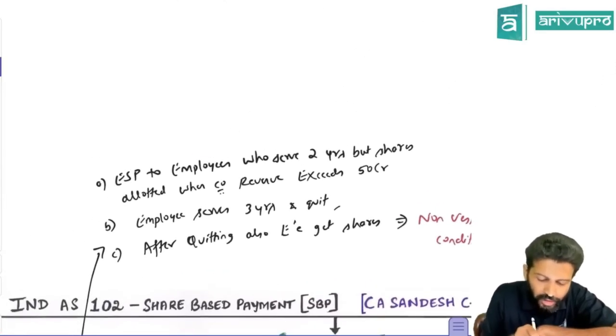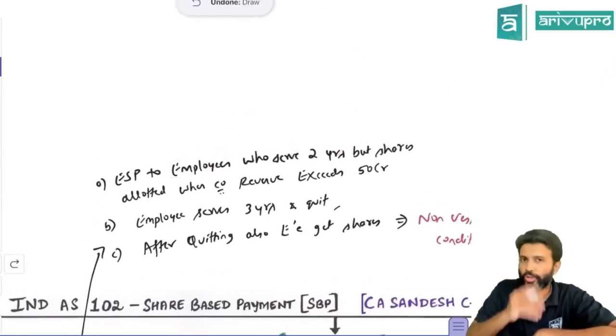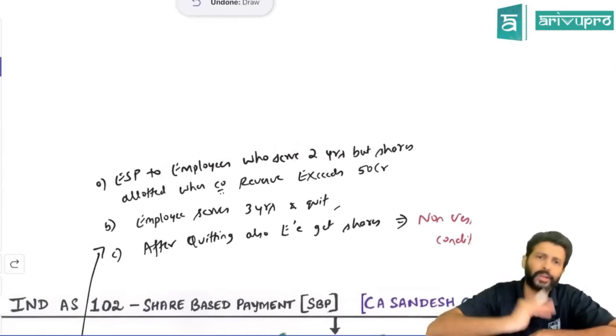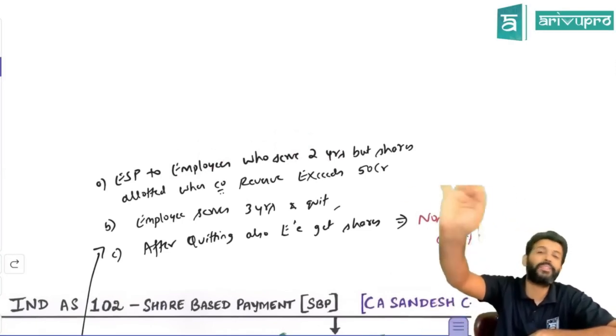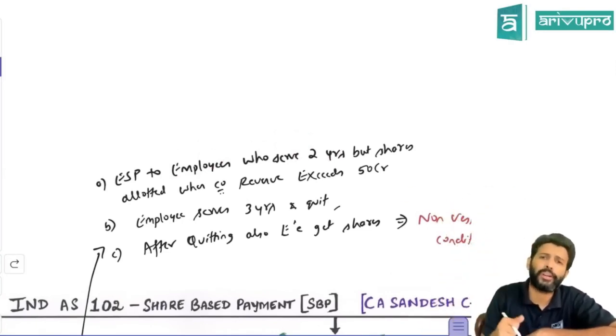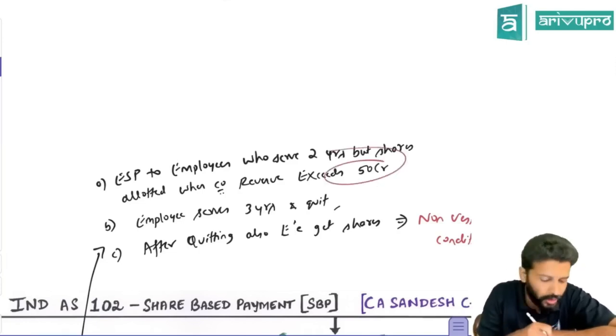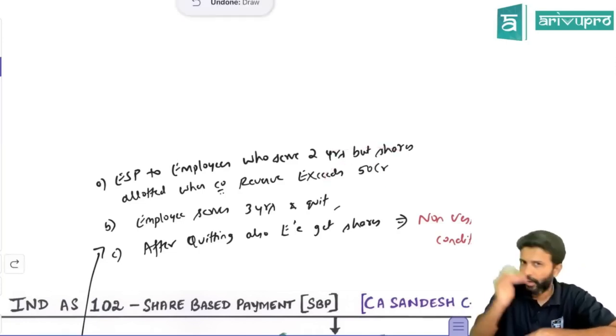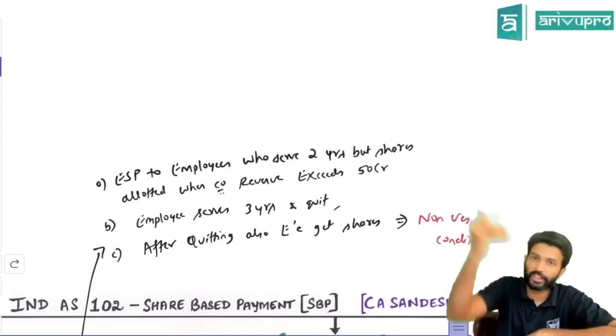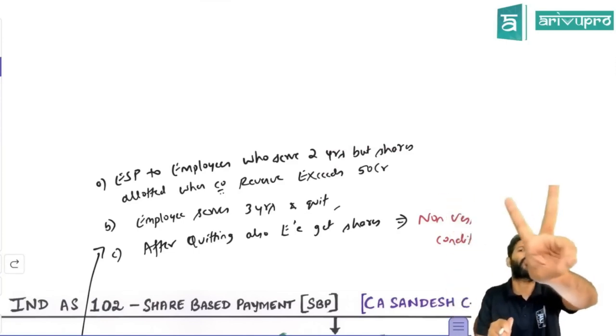Let's say the company has given ESOP to employees who serve for 2 years. Those employees who serve in the organization for 2 years, the company feels they will give ESOP or shares. But the company has put forth one more condition, saying they will give the shares only when the revenue of the company crosses 50 crores. Right now, the revenue of the company is not 50 crores, it is much lesser. So the company has put two conditions.